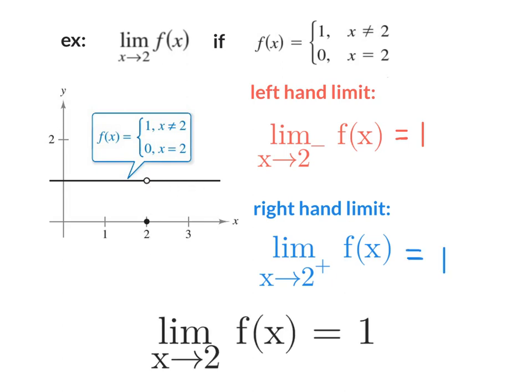Now, the great thing about having your left-hand limit and your right-hand limit equaling the same thing, that means that our original limit that we were looking for is also going to equal what our left and right hand limits equal. So that means that the limit of f of x as x approaches 2 is going to equal 1 in our case.